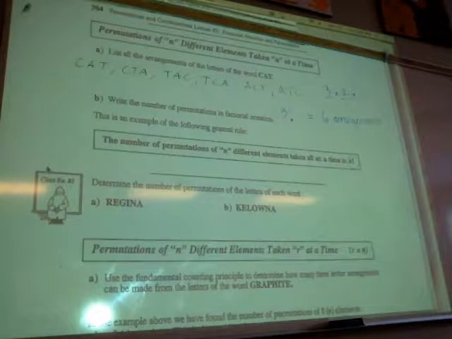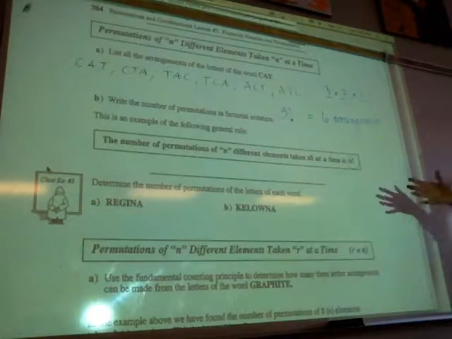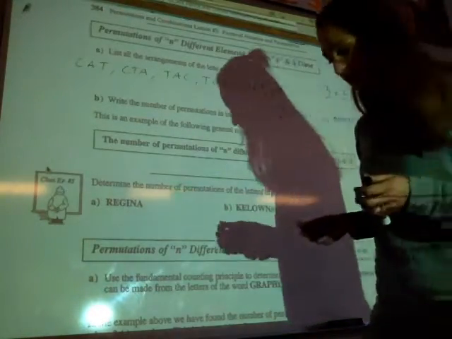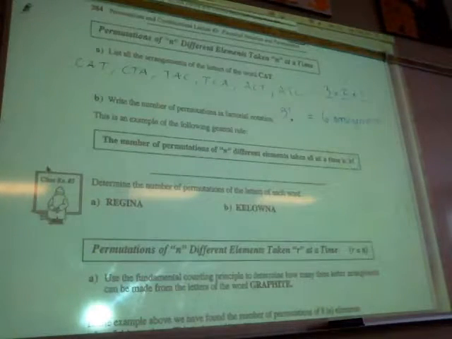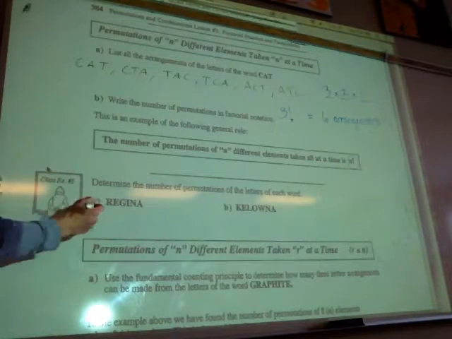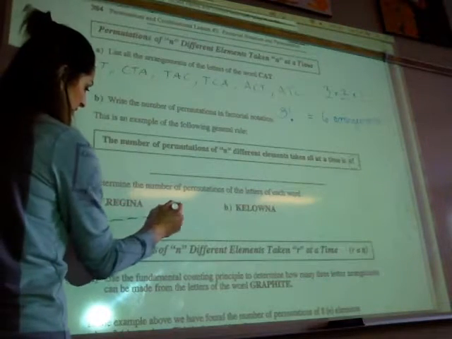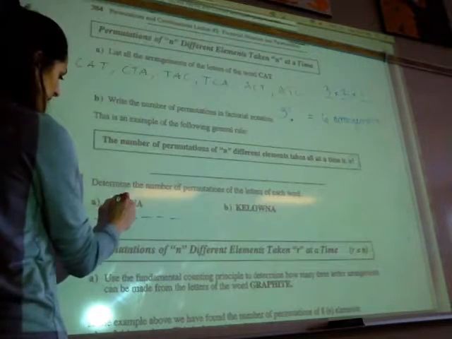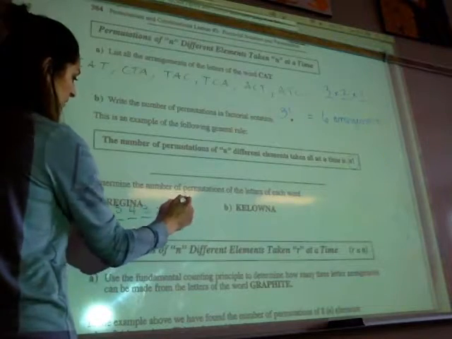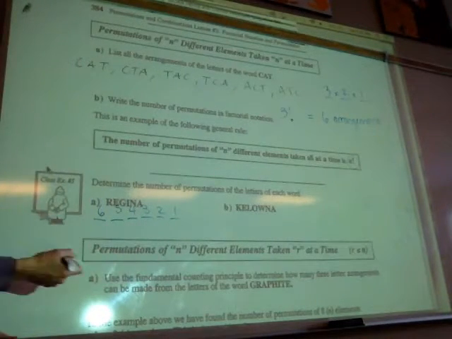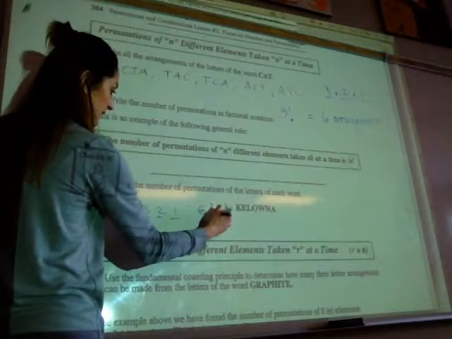factorial. Let's take a look at the word Regina. The number of permutations of the letters of each word. So Regina has how many letters? If we have to take them all at one time, which means we need a 6-letter word, but it can be in any order, but you can't repeat the letters. Okay, let's just go back to the fundamental counting principle. Start with 6, then 5, then 4, then 3, then 2, then 1. Well, a shortcut to that is there's 6 letters, 6 factorial.